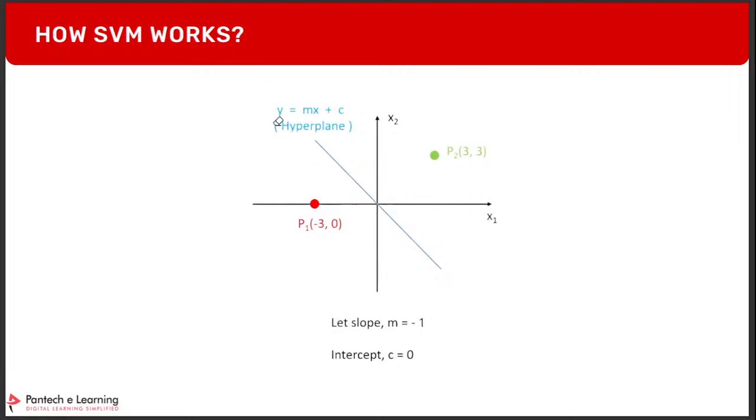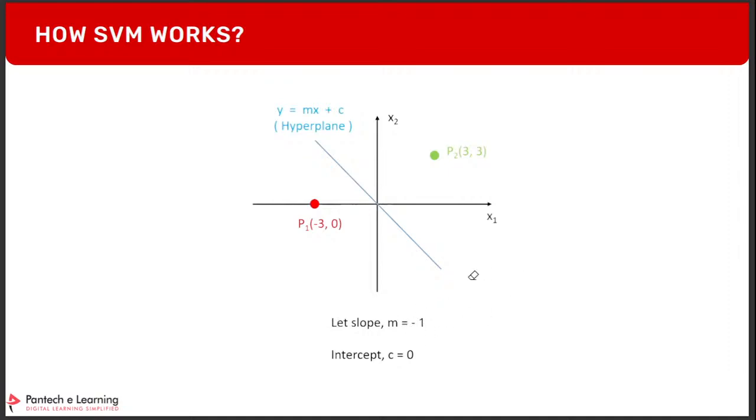So let us consider a straight line y equal to mx plus c, the hyperplane. And I have two points, one red and another green, two classes, right? This one is at -3 on the x-axis and 0 on the y-axis. This is 3, 3 on the x and y axes respectively. The value of c is where it passes the y-axis, which is 0 here. Let us consider the value of m as -1.